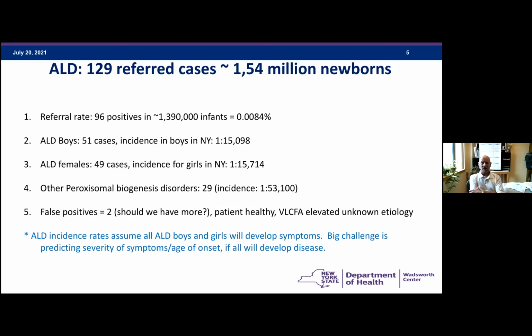There's 29 other elevated newborn screens that were associated with other peroxisomal storage disorders. Then the false positives I already mentioned. So the incidence rates I report here in the 1 in 15,000 range make the assumption that anybody with very elevated marker concentration and a variant in the ABCD1 gene would develop disease, which is kind of the common thought that people have. Time will tell how that really works out and how these incidences will play out. Next slide, please.